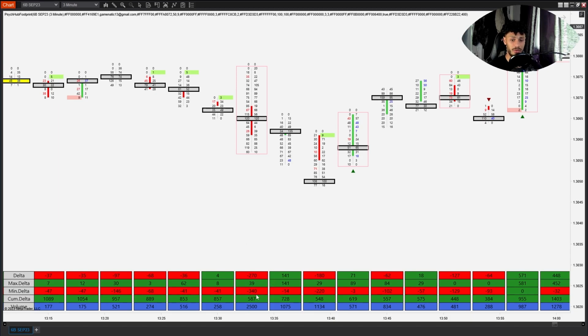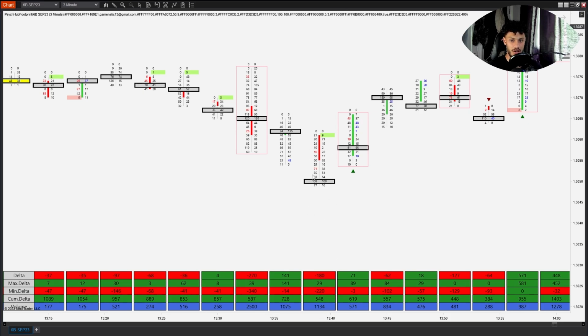As you can see right here, it was a very strong amount of selling, minus 340, minus 270, and the volume is 2500, and the pip range on this isn't big. Once again, we try to push down a little bit more with minus 220, minus 180, and 1134, and we still don't really go anywhere.